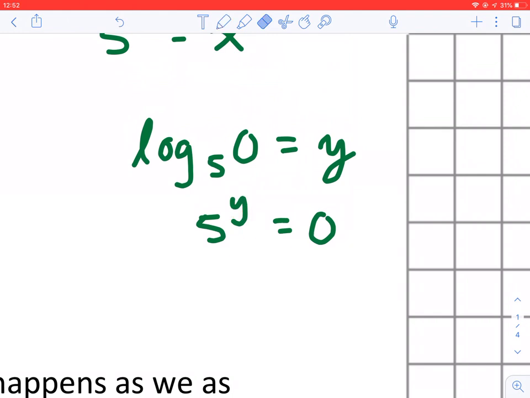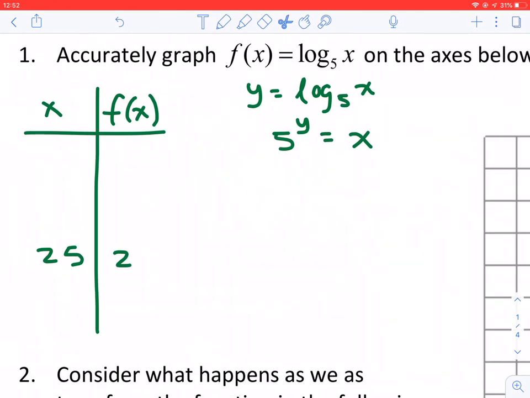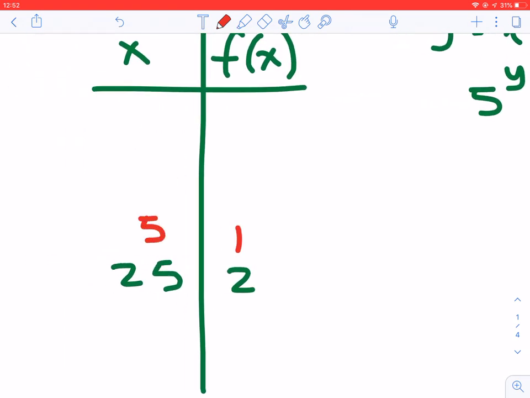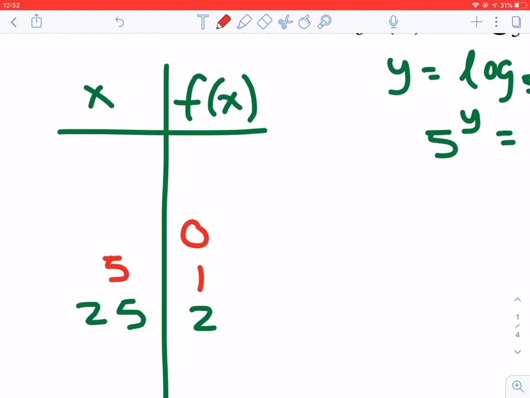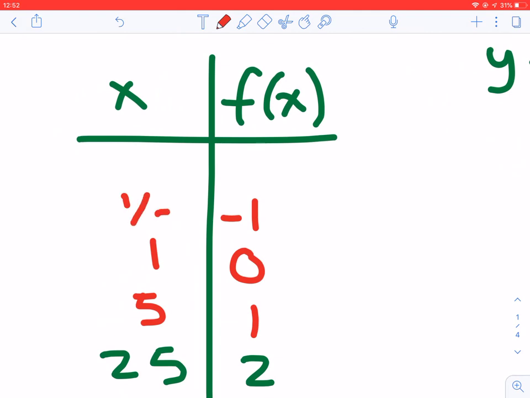So nothing works here. If you plug in a random value like x equals 3, well, 5 to what power equals 3? That is defined, but it's going to be an irrational number, so that's not going to be helpful either. So it makes a lot more sense plugging in for y. If I plug in a 1 for y, I know my x value is 5. If I plug in a 0 for y, 5 to the 0 is 1. If I plug in a negative 1, 5 to the negative first is a fifth. 5 to the negative second is a 25th.